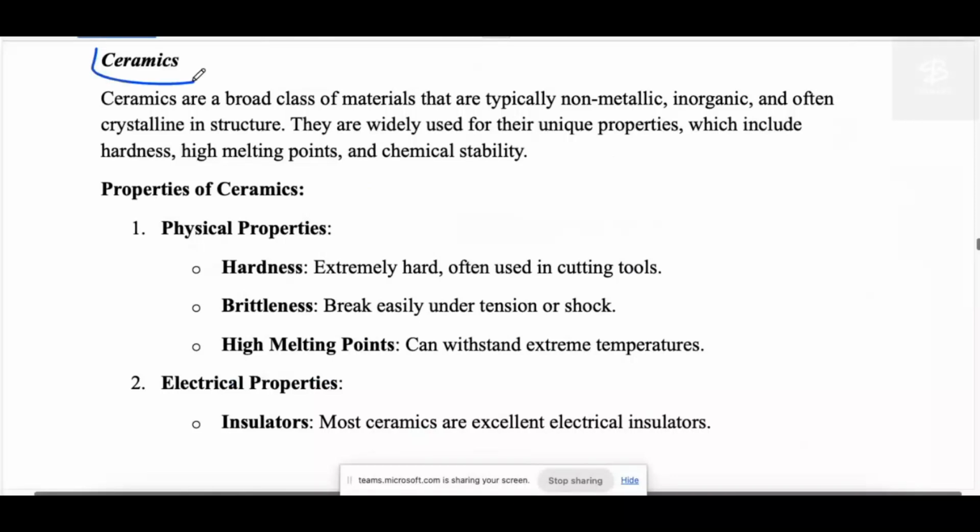Come to the ceramics. What are the ceramics? This is also another kind of material. Materials can be categorized in very different ways, right? Sometimes it depends on what basis you are categorizing your materials. If we categorize on the basis of the atoms present, then it is a metal or non-metal.